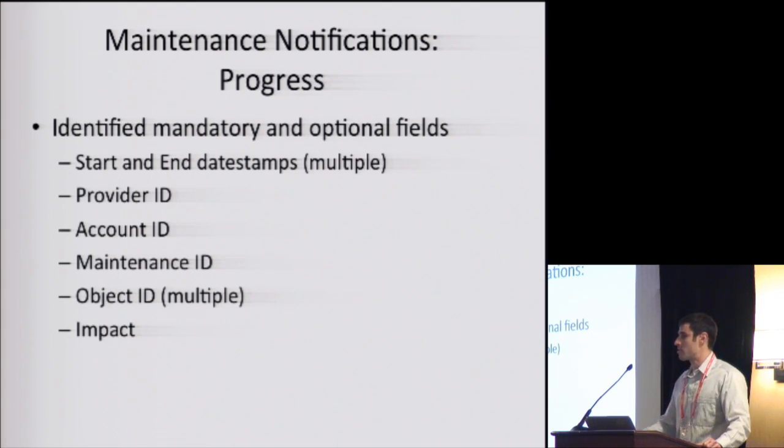And then all the objects that are going to be acted on by this maintenance. So in the context of networking, this could be circuit IDs or BGP peer IPs. Or for other services, again, the IaaS example, this could be a virtual host ID or something of that nature. And then the impact. Is this service impacting? Is it advisory only, et cetera?